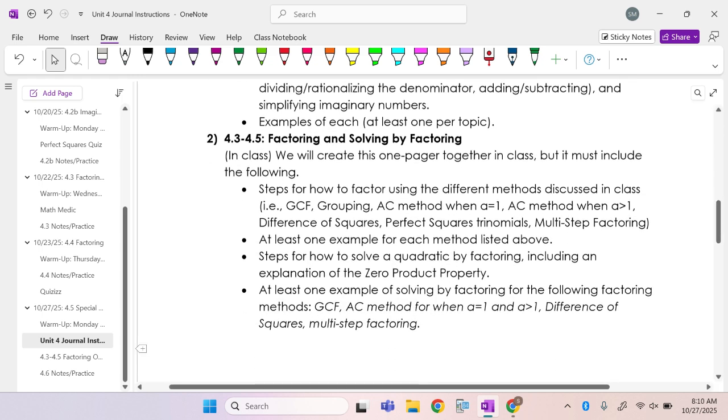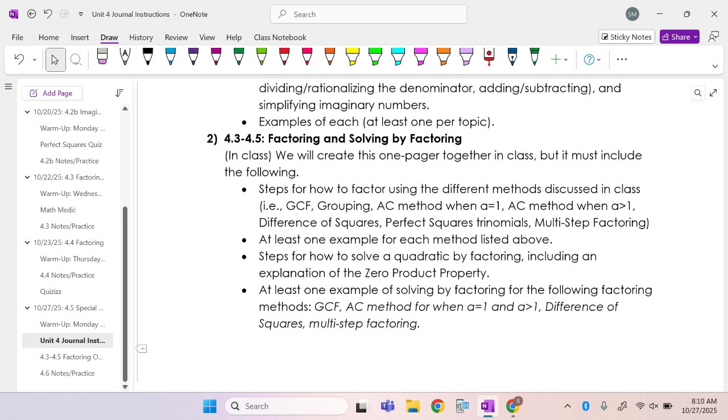Then 4.3 to 4.5, factoring and solving by factoring. This one we're going to do together in class today. That's why I passed around that big sheet of paper. We're going to do it in class together today.